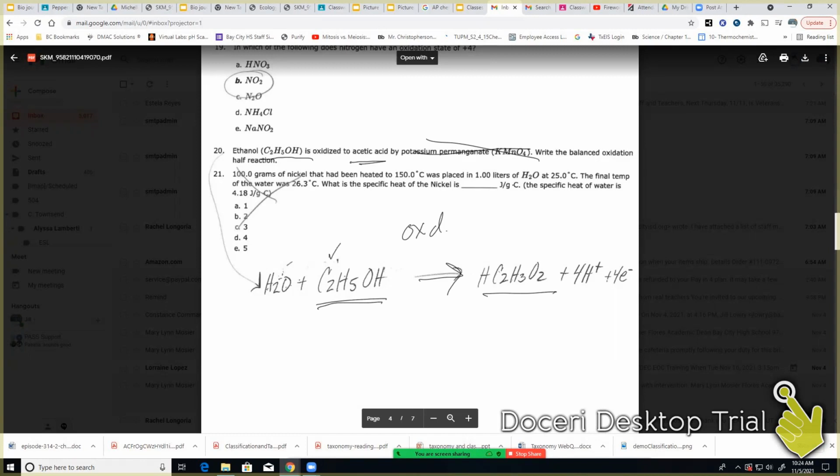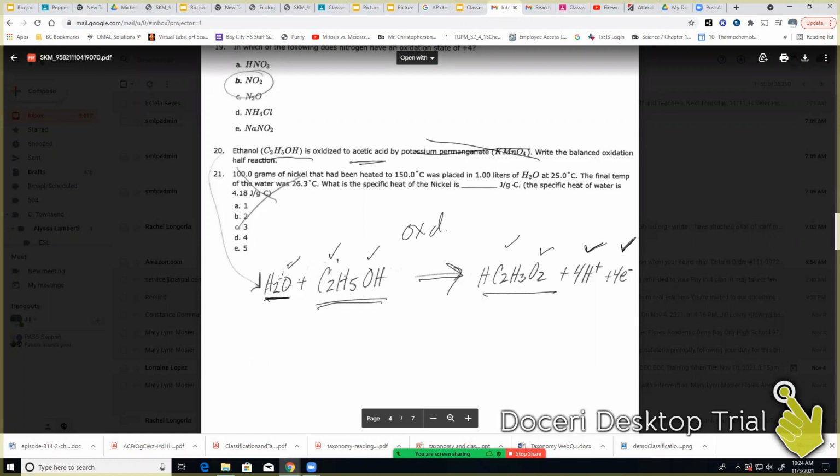So my carbons were okay. Then that's when I would have added my water, because over here I had 2 oxygens, so now I needed 2 here. And then I would have needed to get my hydrogen. So that would have been my next step. And then my last one would be to put in my electrons.